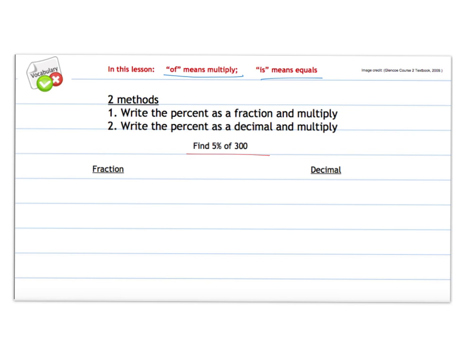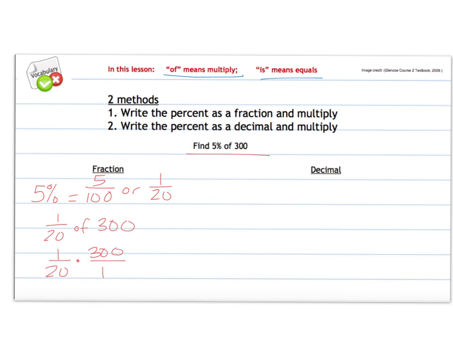So if we're finding 5% of 300, well, first I can find that 5% is the same as 5 out of 100. As you recall, percent means per 100, and that is the same as 1/20th if I simplify it. So what I'm really looking for is 1/20th of 300, and I remember that "of" is multiplication, so I'm looking for 1/20th of 300, and I write whole numbers over 1.